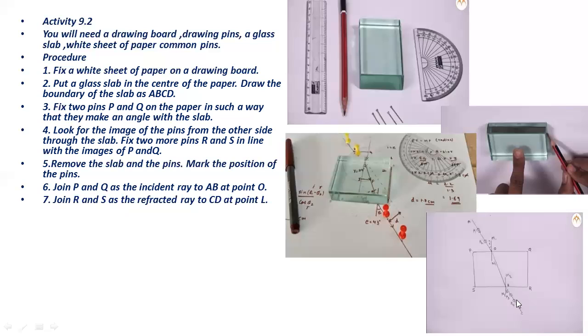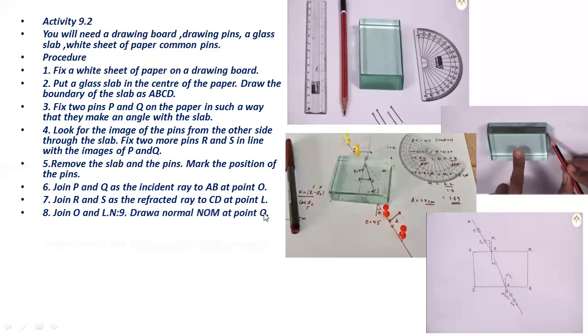Actually, the alphabets are different, but you can say this is A, B, and C, D. A, B, C, D is the slab, and these two are P, Q. P, Q are the two pins which you fix first, and then R, S, the other two pins. So P, Q, R, S. Then consider this point as O and this point as L. So point O and point L.